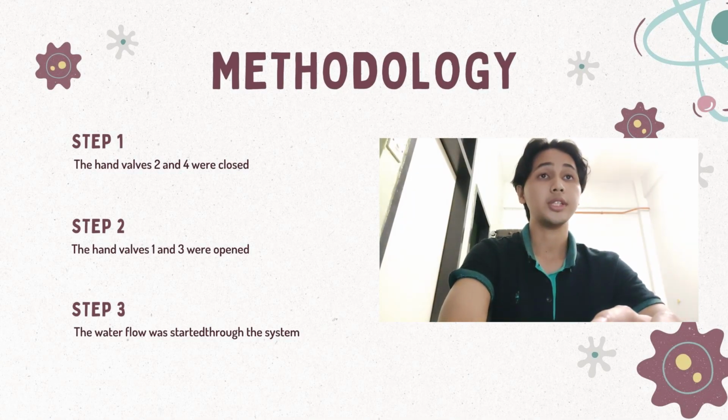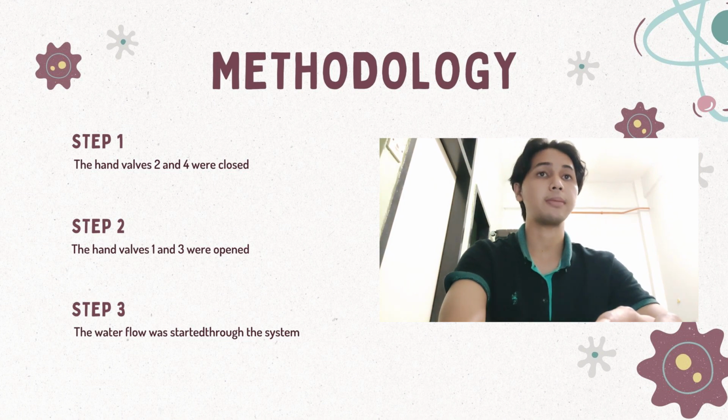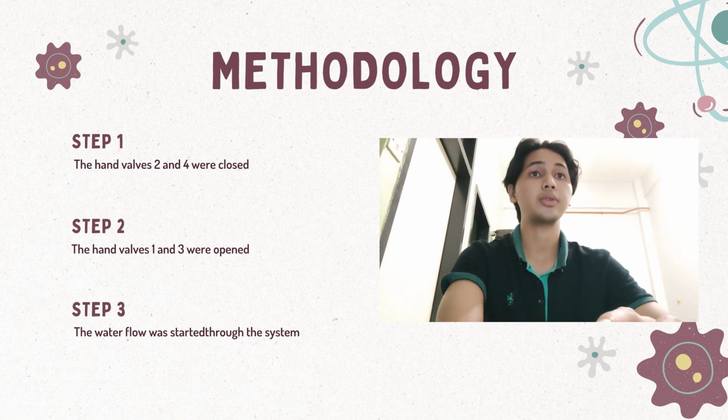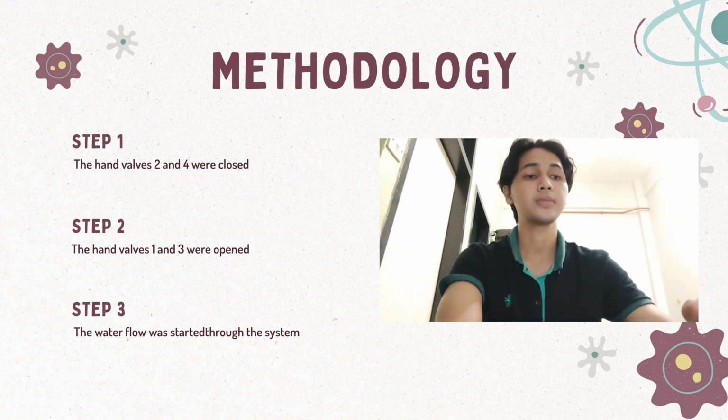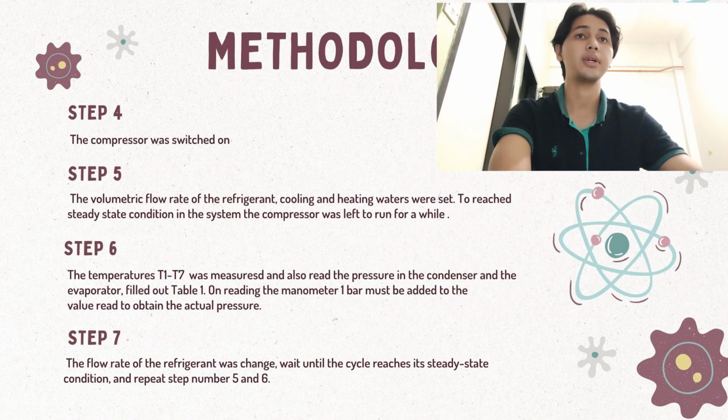So for methodology, this experiment has 7 steps. First step, we need to close hand valve 2 and 4. Second step, we need to open hand valve 1 and 3. Third step, we need to start water flow through the system. And fourth step, we need to switch on the compressor.